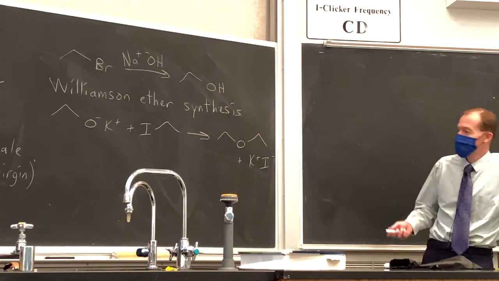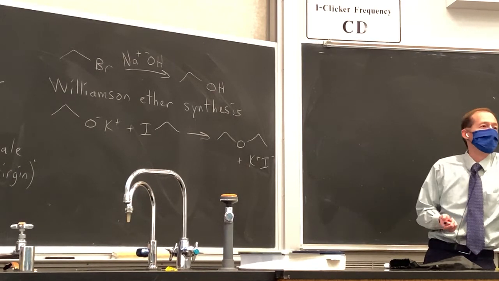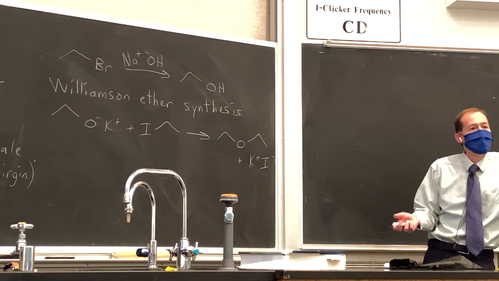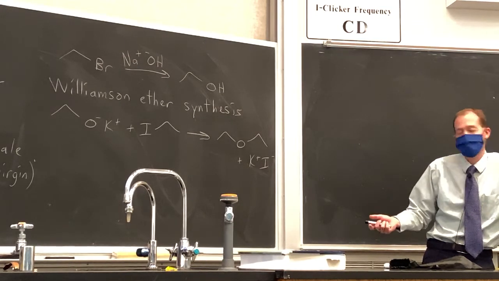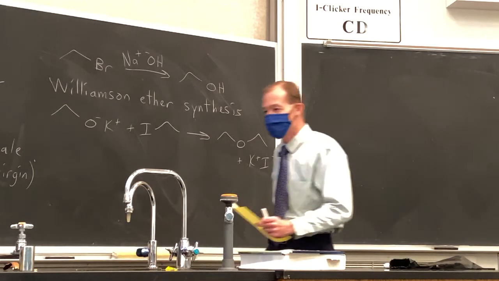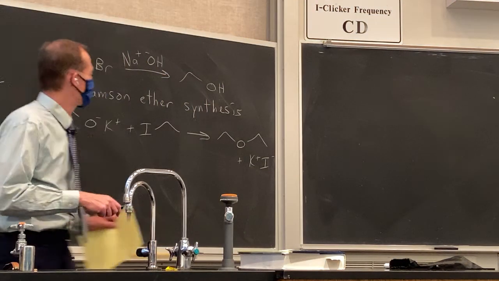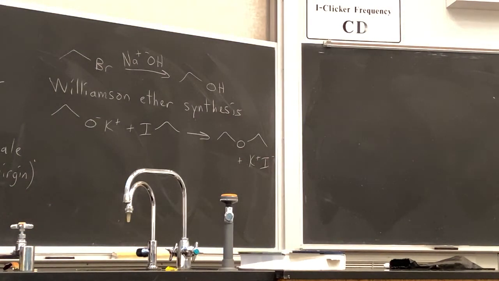So the Williamson ether synthesis is very closely related to this reaction up here. It's simply an SN2 reaction with an alkoxide, the conjugate base of an alcohol, as our nucleophile, reacting with an alkyl halide. So this particular reaction is giving us a symmetrical ether where both of our alkyl groups are identical.